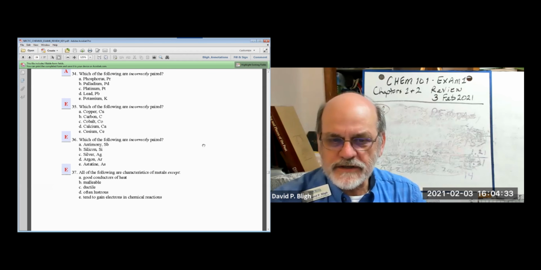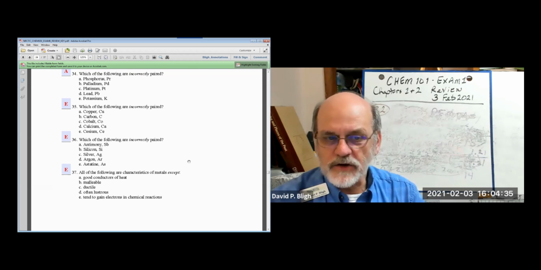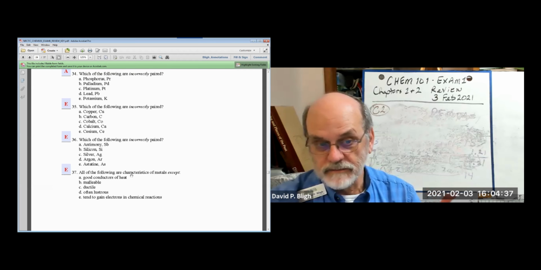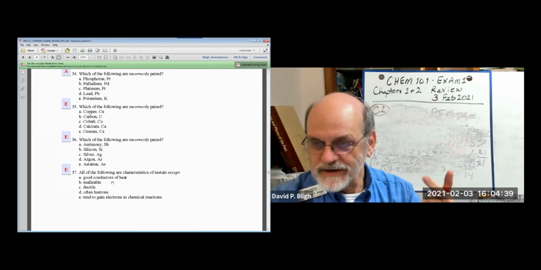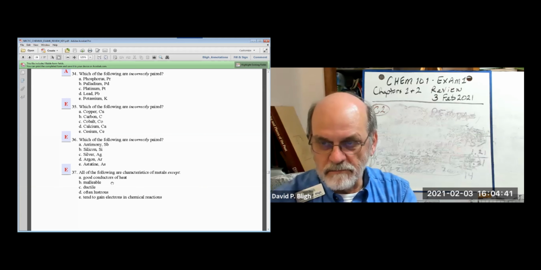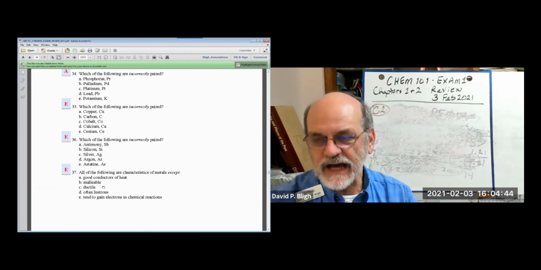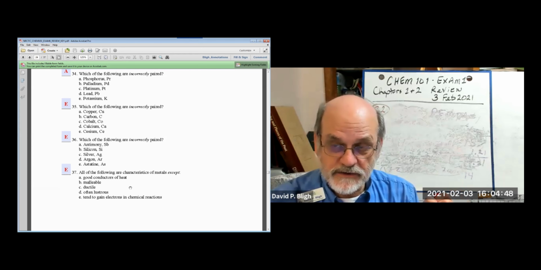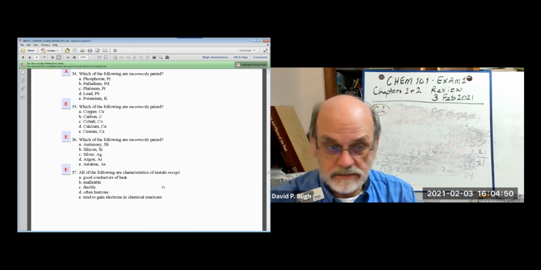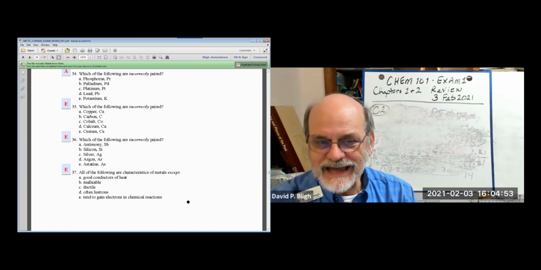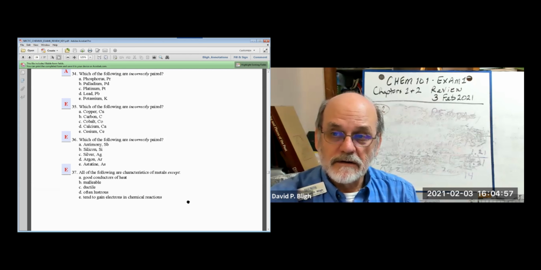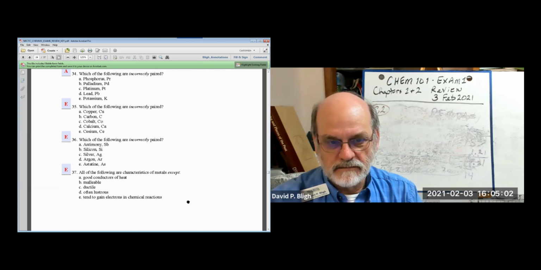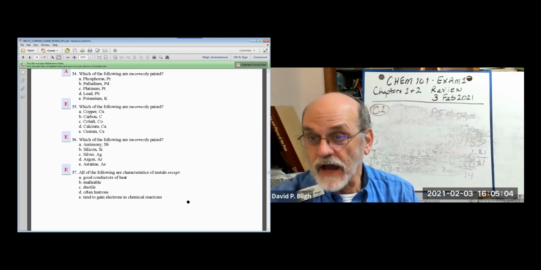All of these are characteristic of metals except what? Metals are good conductors of heat. Yes. Metals are malleable. Yes. They can be bent, shaped. They're ductile. They can be stretched into thin wires. They're often lustrous. They are if you polish them. Tend to gain electrons in chemical reactions? No. Metals, as a class, tend to lose electrons during a chemical reaction.